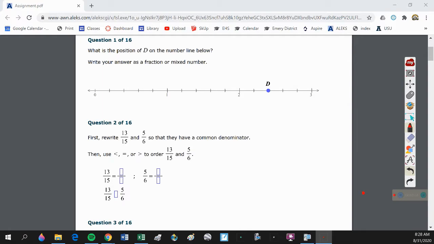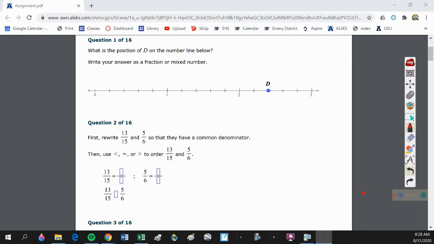All right, next one. Rewrite 13 over 15 and 5 over 6 so that they have a common denominator. What does it mean to have a common denominator? The bottom number is the same. Why would we want that? It's easy.